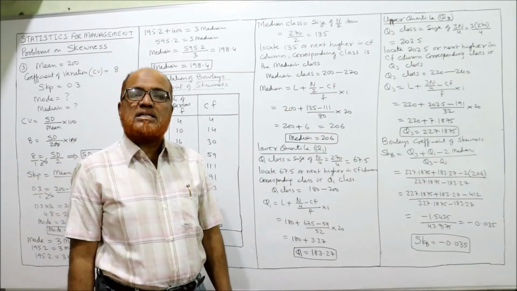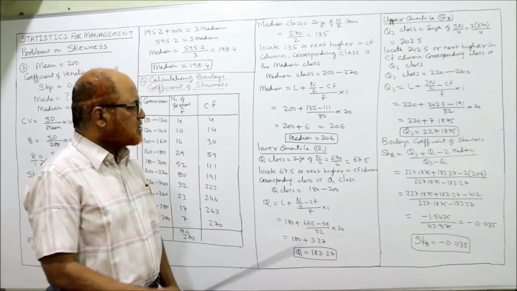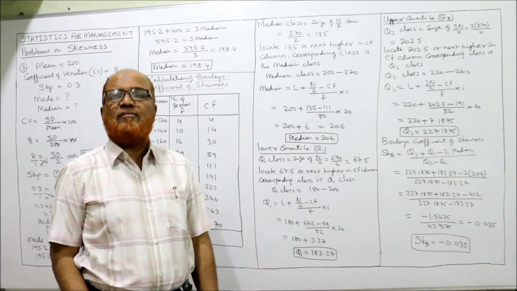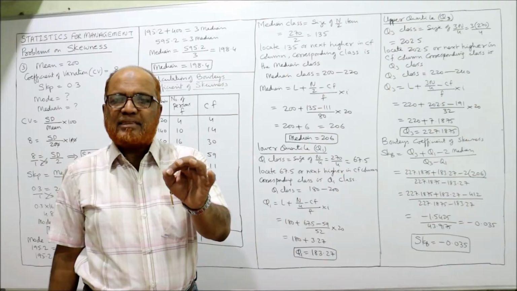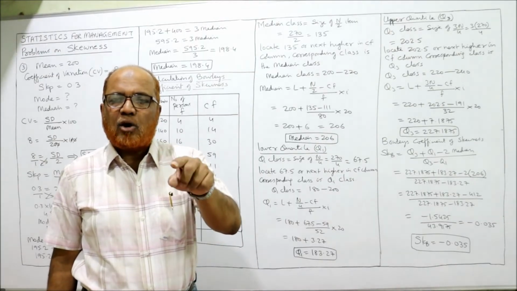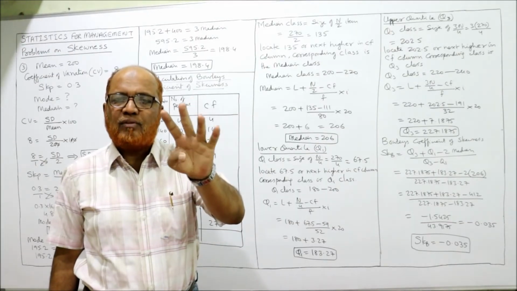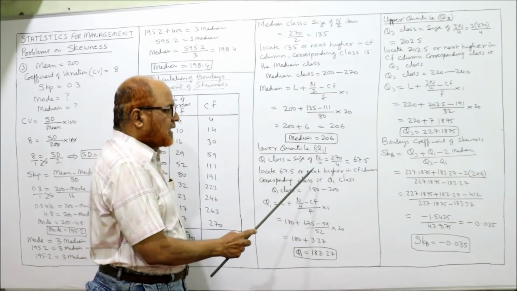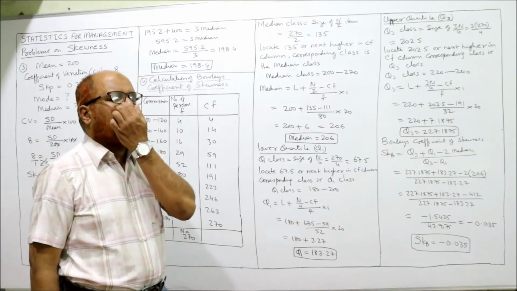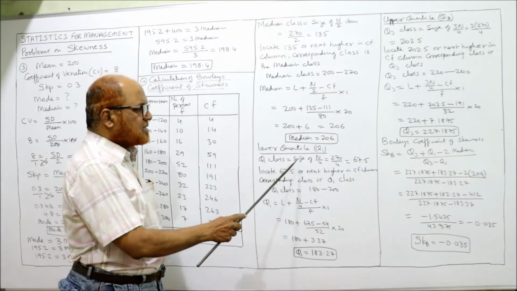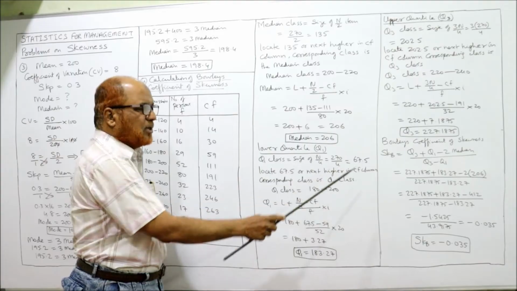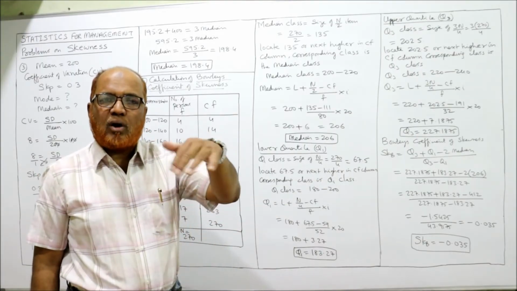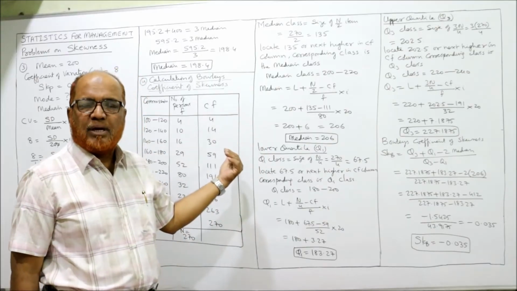Now we'll calculate the quartiles Q1 and Q3. First the lower quartile Q1. Same procedure as we have done for the median. Same method, only the difference is the denominator: instead of 2 we will take 4. For median we have taken 2 and for quartiles we will take 4. That is the only difference. So first, the Q1 class is the size of n by 4: 270 by 4, 67.5.